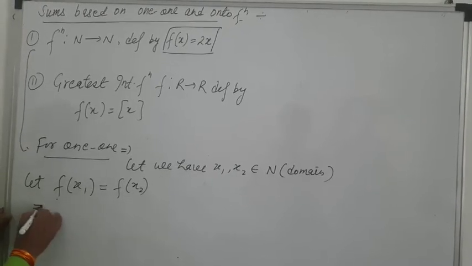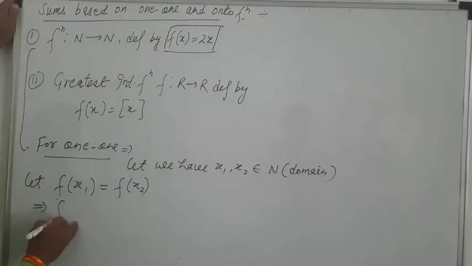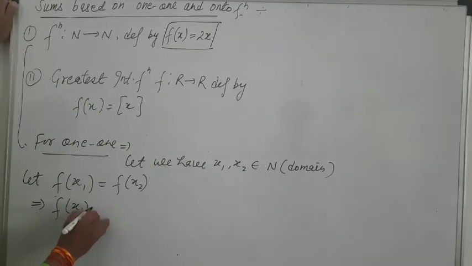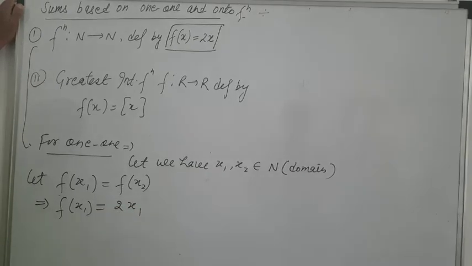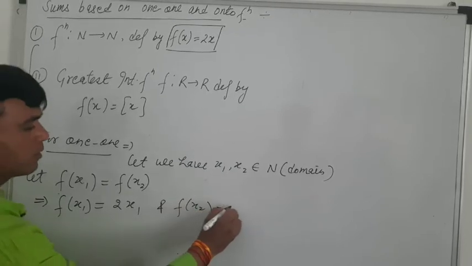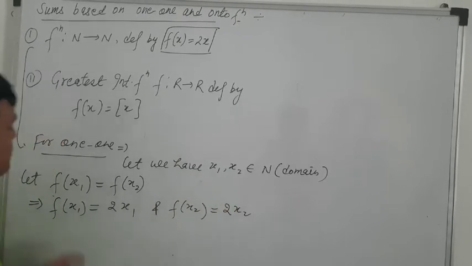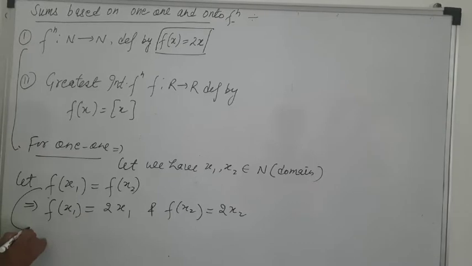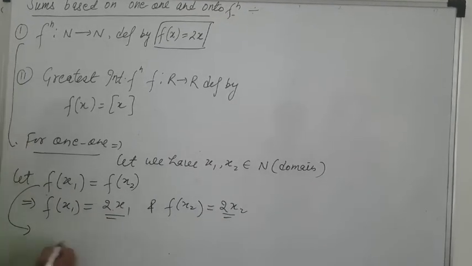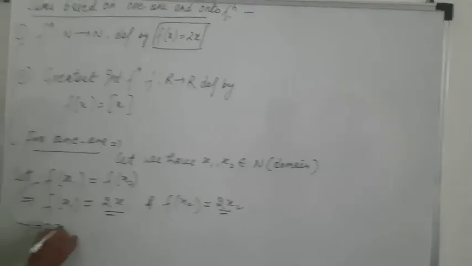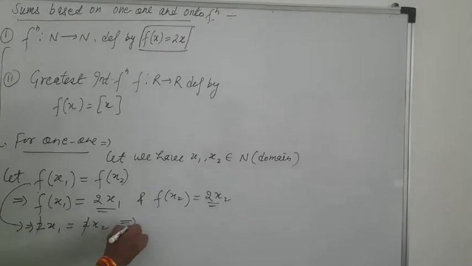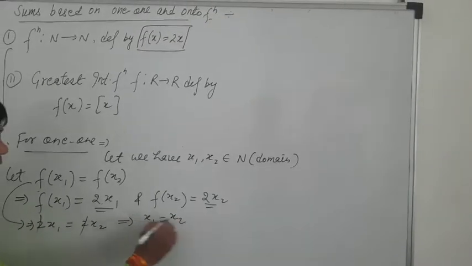So this implies, from the given function, in place of x1 you can put f(x1) is equal to 2x1, as well as f(x2) is equal to 2x2, and we have already been given that f(x1) is equal to f(x2). It means putting this equal to this, we get 2x1 is equal to 2x2, 2 is cancelled by 2, this implies x1 is equal to x2.